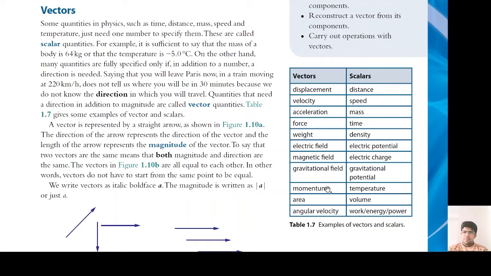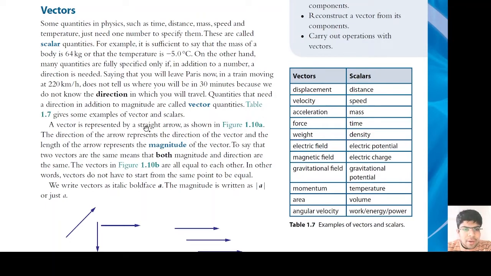Momentum is a vector quantity, and temperature is a scalar quantity. Area is a vector quantity, and volume is a scalar quantity. Angular velocity is a vector quantity, whereas work, energy, and power are scalar quantities. They just have magnitude and no direction. Angular velocity, like velocity, is also a vector, because it has magnitude and direction both. So the simple way is: vector quantities have both magnitude and direction, but scalar quantities just have magnitude. So let's go on.